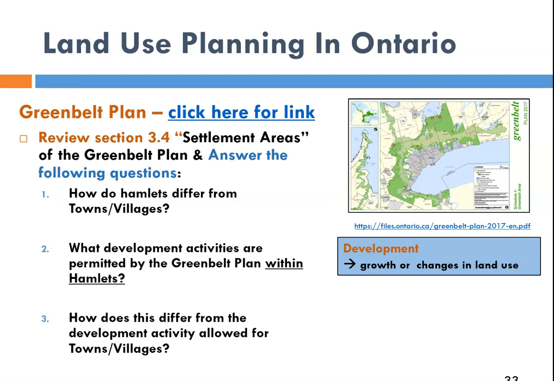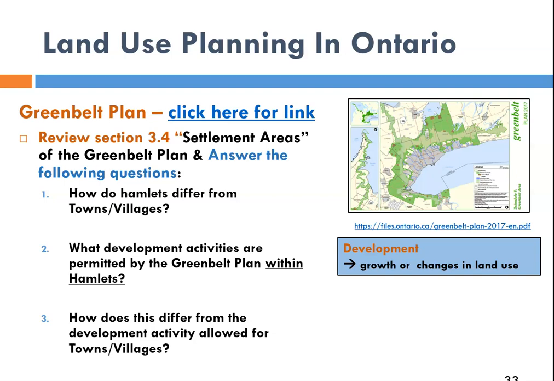So you're going to see some language around hamlets. And the other category of development is towns and villages. So we're categorizing the types of communities we have in these particular areas. And so I want you to look at how can we develop differently in these two areas, hamlets versus towns and villages, and what sorts of development activities are permitted within each. Okay, so have a look at section 3.4.